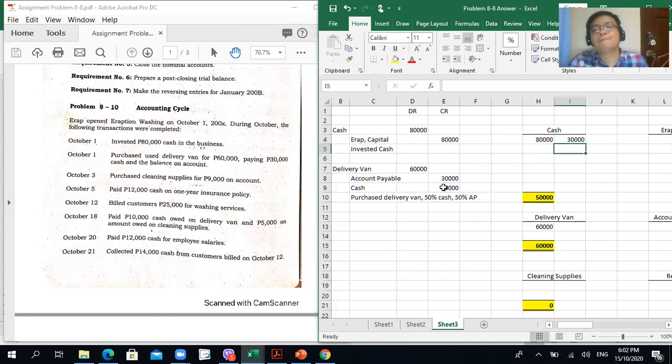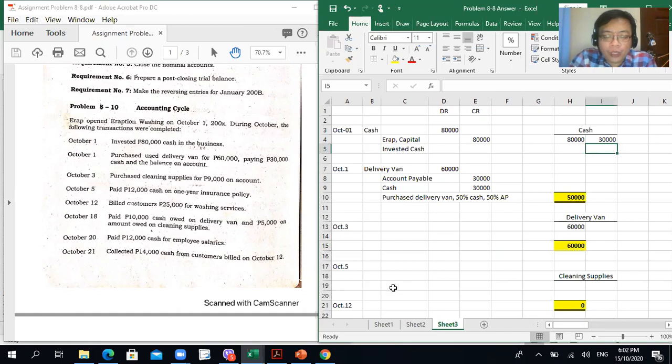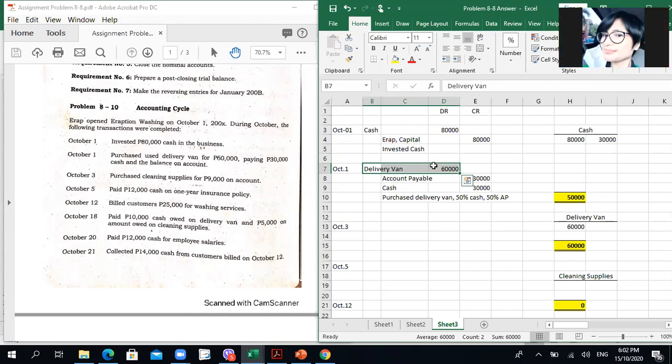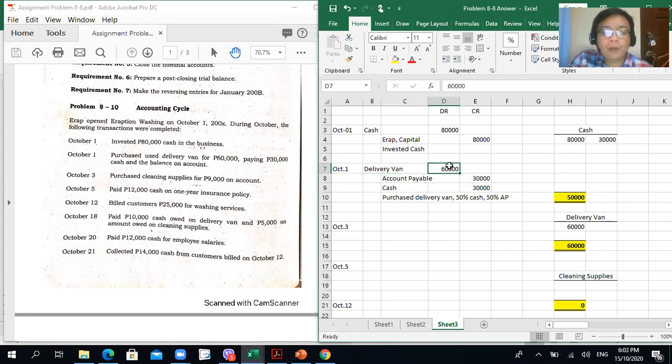I'll go back again to our basics about increase or decrease in your asset, liabilities, and owner's equity. Delivery van is part of your asset, correct? So if we purchase a delivery van, you increase the asset, which is delivery van. Increase in asset is a debit. How about accounts payable? You borrowed, meaning you have an increase in your accounts payable. If you increase your liability, it is on the credit side. Correct.